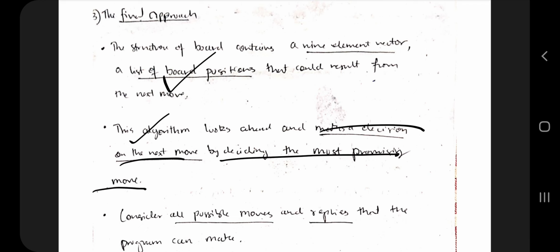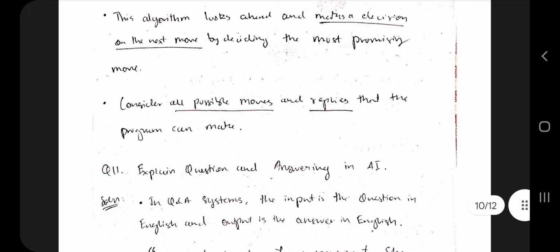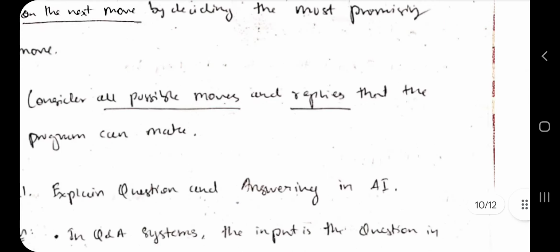Most promising move means what? Which move, if I make it, will be more beneficial for me, right? Consider all the possible moves and the replies that the program can make. See all the possible moves and what the different possible replies could be after we make this move. Like that, it can keep on thinking to the next levels. Okay, that's how the AI develops. It will be thinking more and more.